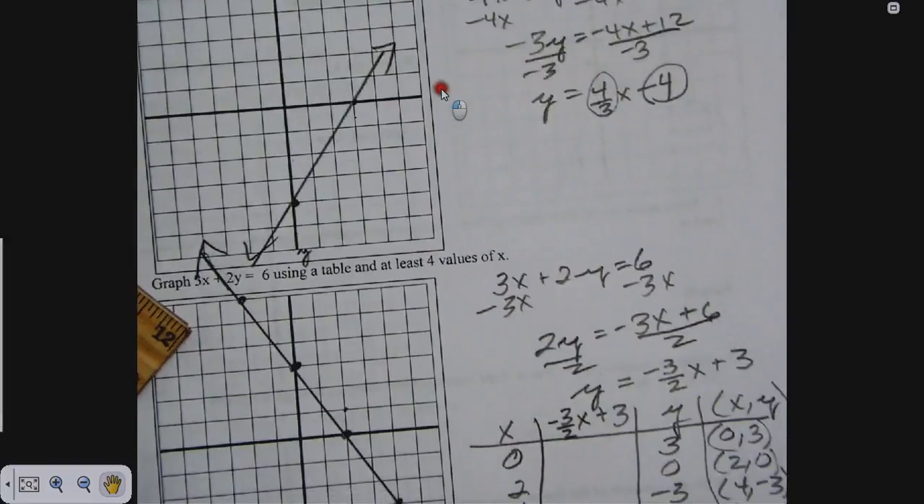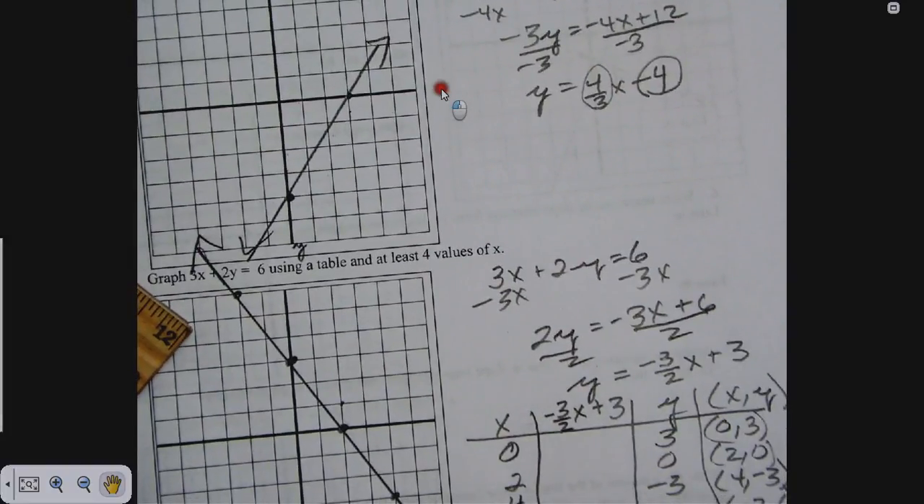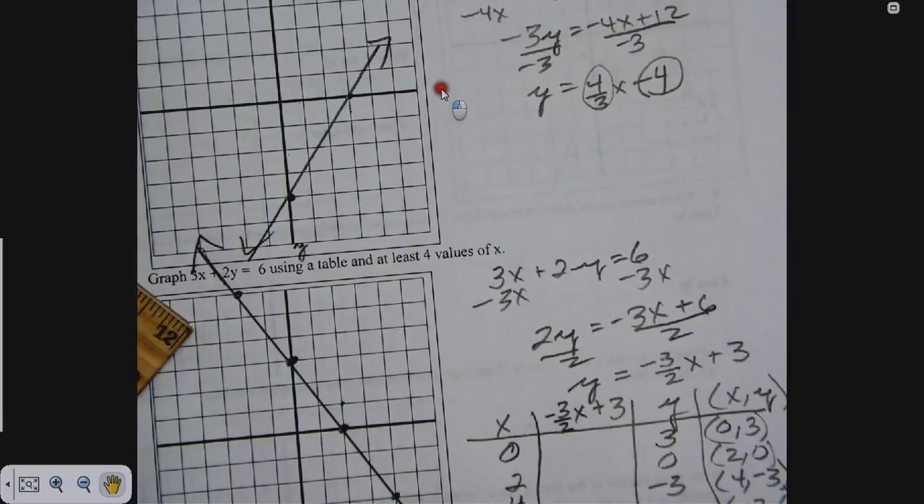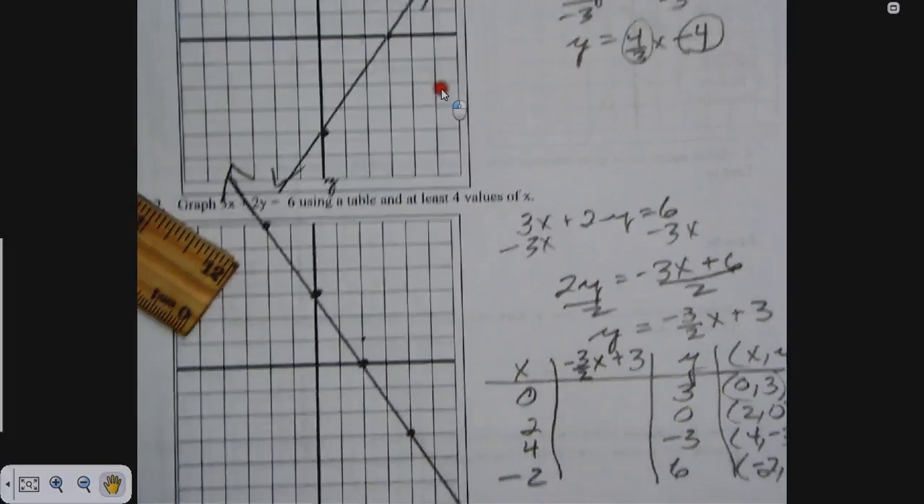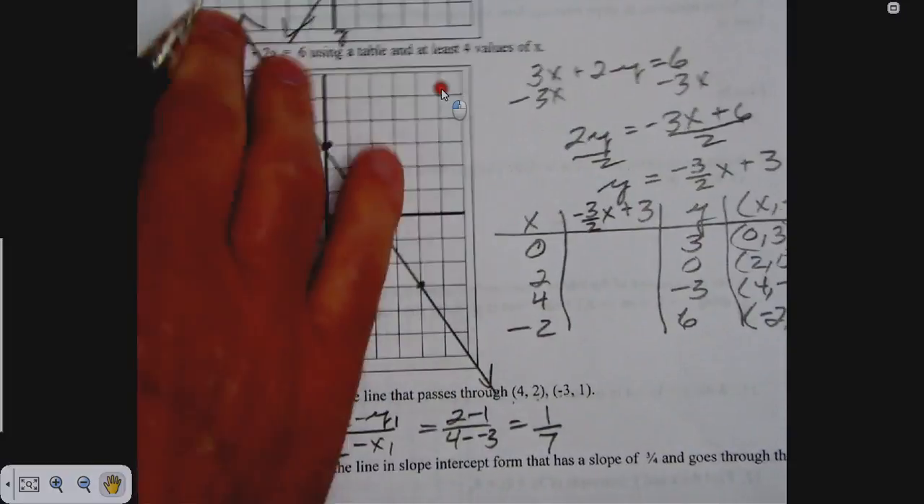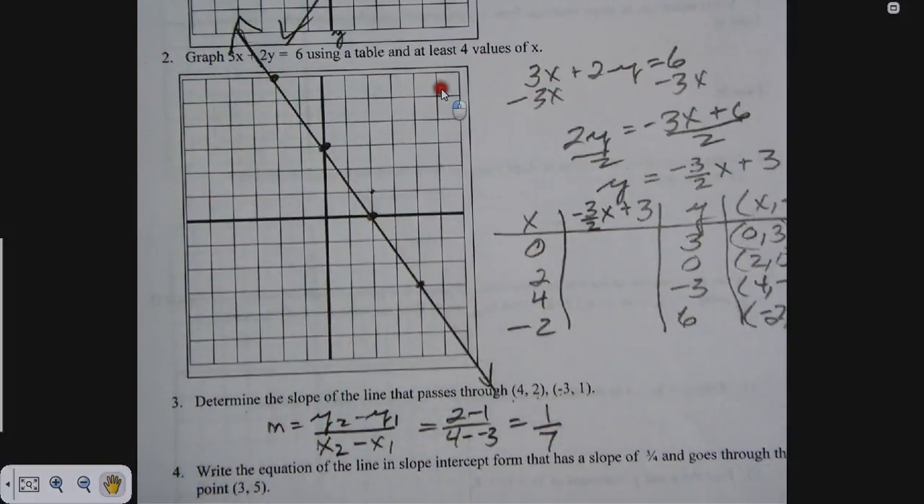The next one, determine the slope of the line that goes through those 2 points. Formula is y2 minus y1, in other words, the change in y over the change in x, x2 minus x1. I'm just going to pick this as y2, 2 minus 1 over 4 minus a negative 3. So that's 1 over 7, minus a negative is plus, positive. Oh my God, I'm way off here. Sorry about that. 1 over 7.